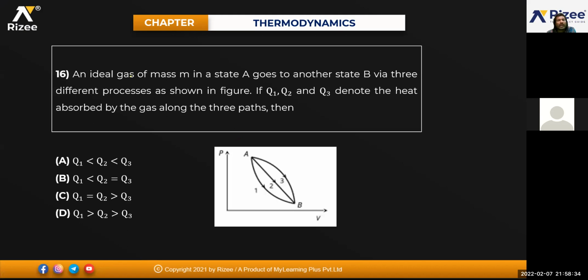Next one. An ideal gas of mass M in a state A goes to another state B via three different processes as shown in the figure. Q1, Q2, Q3 denote the heat absorbed by the gas along the three paths. Then what will be the relation among these? Can anyone tell me the answer for this one, beta?